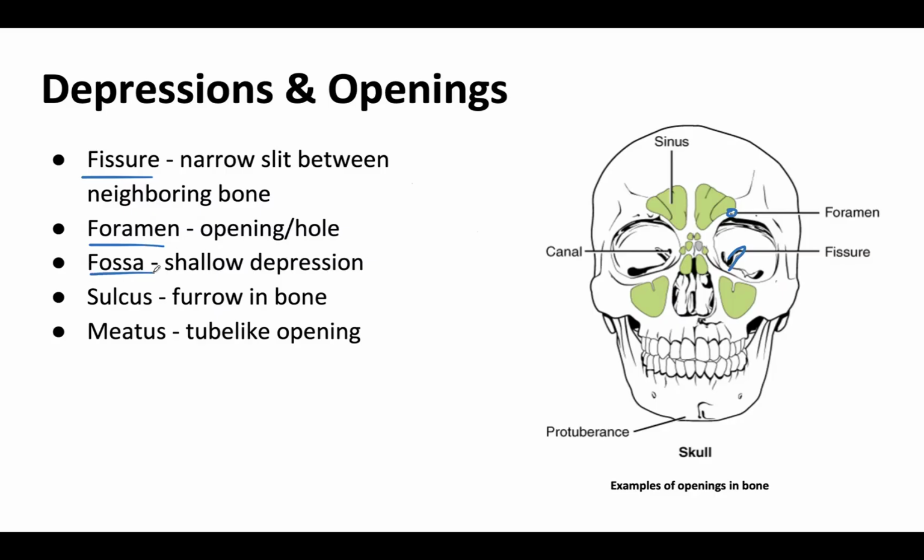A fossa is a shallow depression in the bone, kind of a little divot. A sulcus is a furrow in the bone, so it typically accommodates neurovasculature, but it can also sometimes hold a tendon. And a meatus is a tube-like opening, and we will have one on the side of our skull called the external acoustic meatus, which will lead from the external ear into the middle ear region.